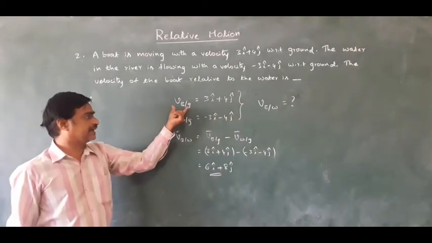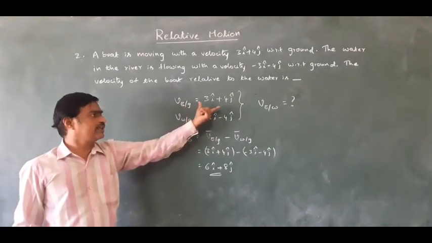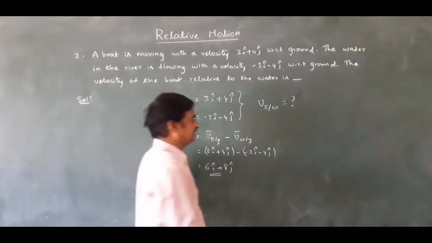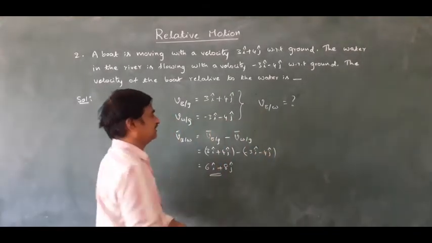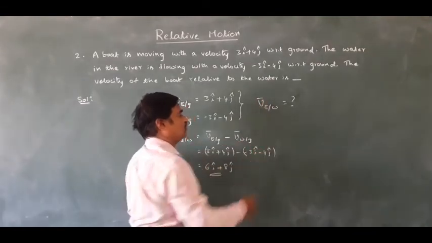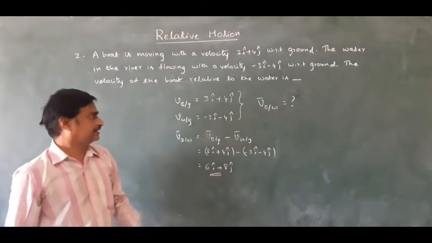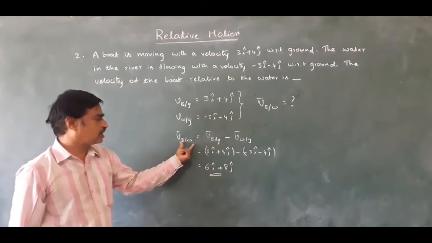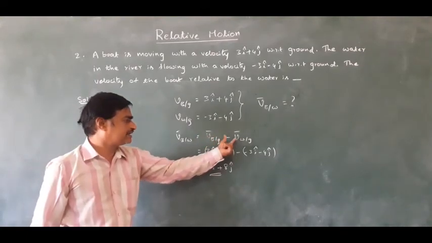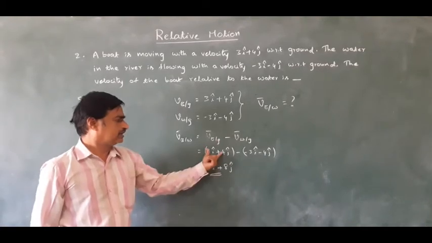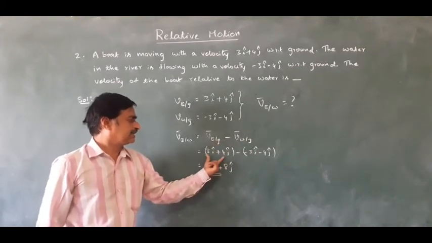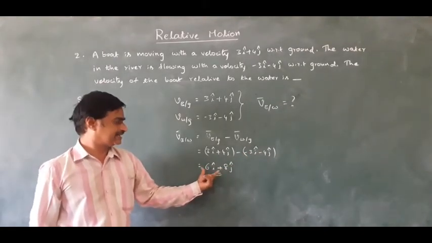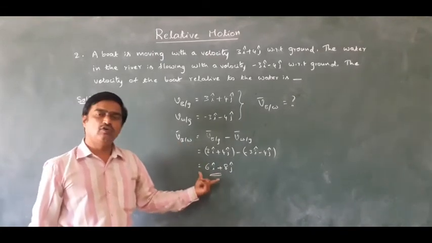Velocity of boat with respect to ground is this one. Velocity of water with respect to ground is this one. Two quantities are given. We have to find the velocity of boat with respect to water. By just using this formula, velocity of boat with respect to water is equal to velocity of boat with respect to ground minus velocity of water with respect to ground. Subtracting, 3i plus 4j minus of minus 3i minus 4j, we get 6i plus 8j. This is the velocity of boat with respect to water.